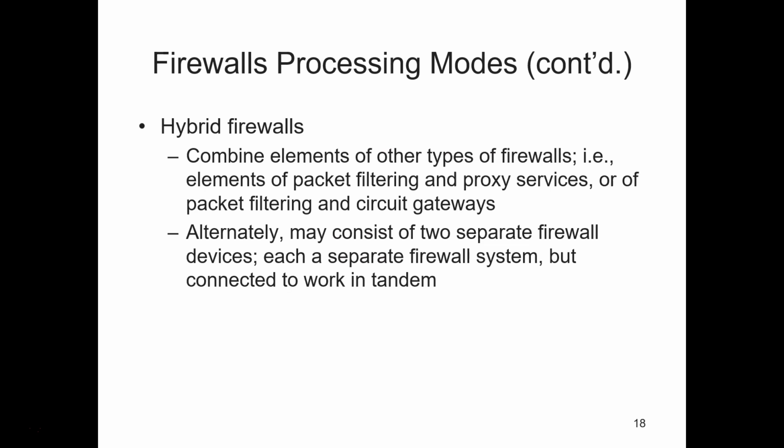So far we addressed the packet filtering, the application gateways, the circuit gateways, the MAC layer firewalls, and the last one is the hybrid firewalls, which combine the elements of other types of firewalls. That is, the elements of packet filtering and proxy servers, or packet filtering and circuit gateways. Alternately, a hybrid firewall system may actually consist of two separate firewall devices. Each is a separate firewall system, but they are connected so that they work together, in tandem, to protect the assets or the network.